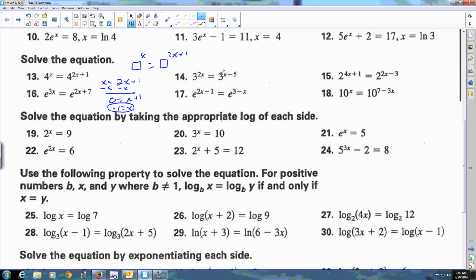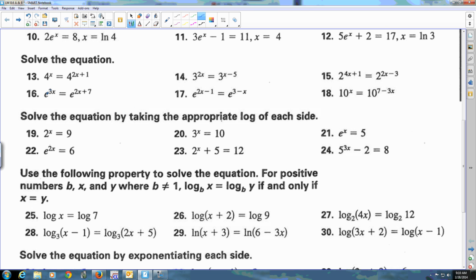Same idea here. It's the same base with different exponents. The only way they're going to be equal is if their exponents are equal. Subtract this x over, and you got x is equal to negative 5. Same deal. 4x plus 1 is equal to 2x minus 3. Subtract the 2x, and you've got 2x plus 1 is equal to negative 3. Subtract the 1. 2x is equal to negative 4. x is equal to negative 2.